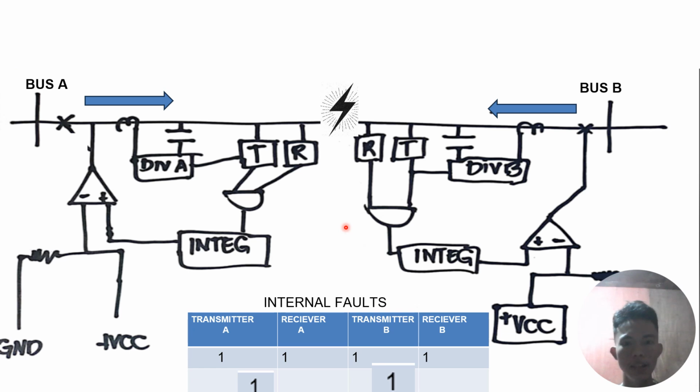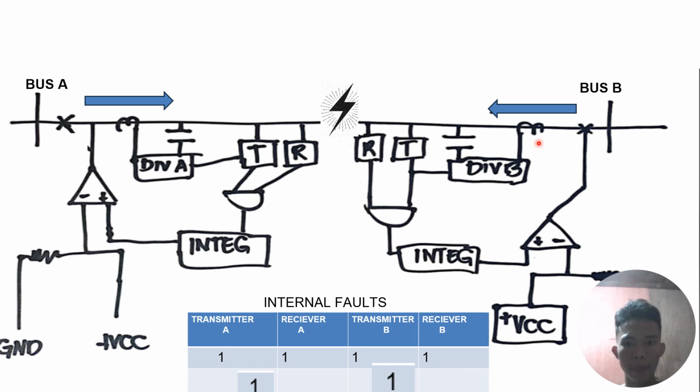So when an internal fault happens, here you can see, the direction of the fault current flowing at relay A is forward and the direction of current flowing in relay B is the same, or reverse. So when an internal fault happens, relay A will detect a high signal at the transmitter, which is 1, and it will be received by relay B, which is also 1.